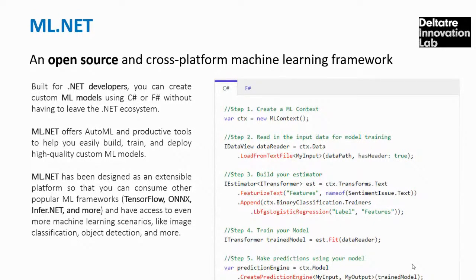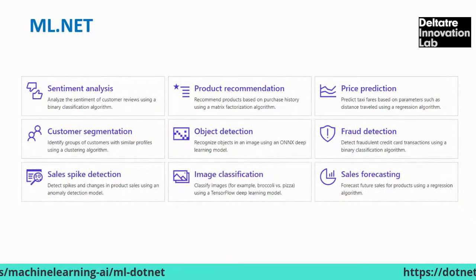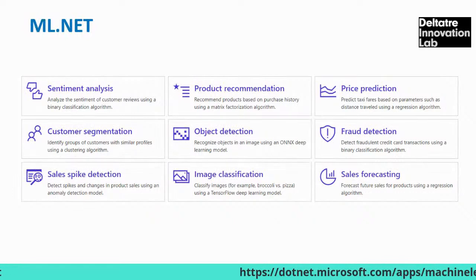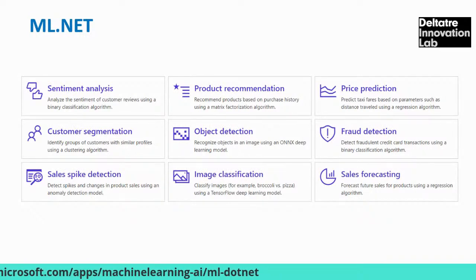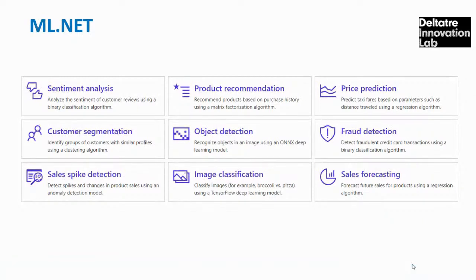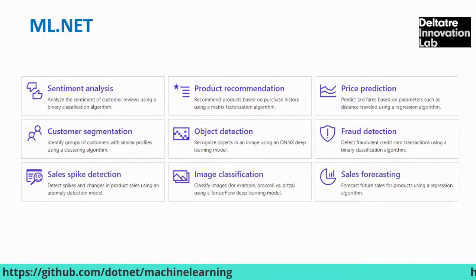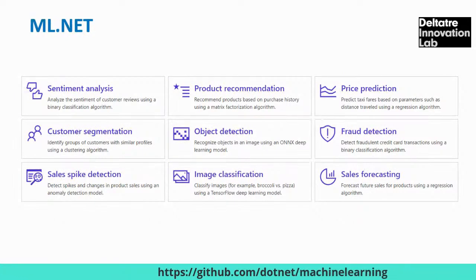And also, we can use with ML.NET different frameworks like TensorFlow, ONNX, and so on. ML.NET comes with different examples, different features and business cases. For example, you can use it for sentiment analysis, object detection, sales forecasting, anomaly detection, fraud detection, and so on. For different types of machine learning, from supervised, unsupervised, and also for reinforcement learning.